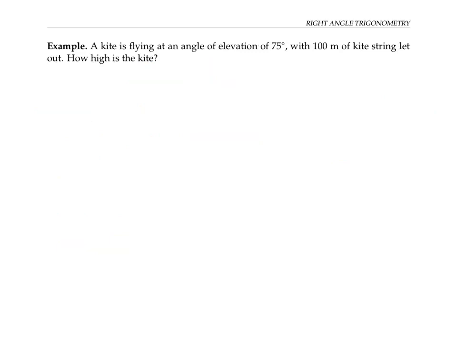Finally, we'll do an application. So if we have a kite that's flying at an angle of elevation, that's the angle from the horizontal, of 75 degrees, with a kite line length of 100 meters, we want to find out how high it is. I'll call the height y. Well, we want to relate the known quantities, this angle and this hypotenuse, to the unknown quantity. The unknown quantity is the opposite side of our triangle.